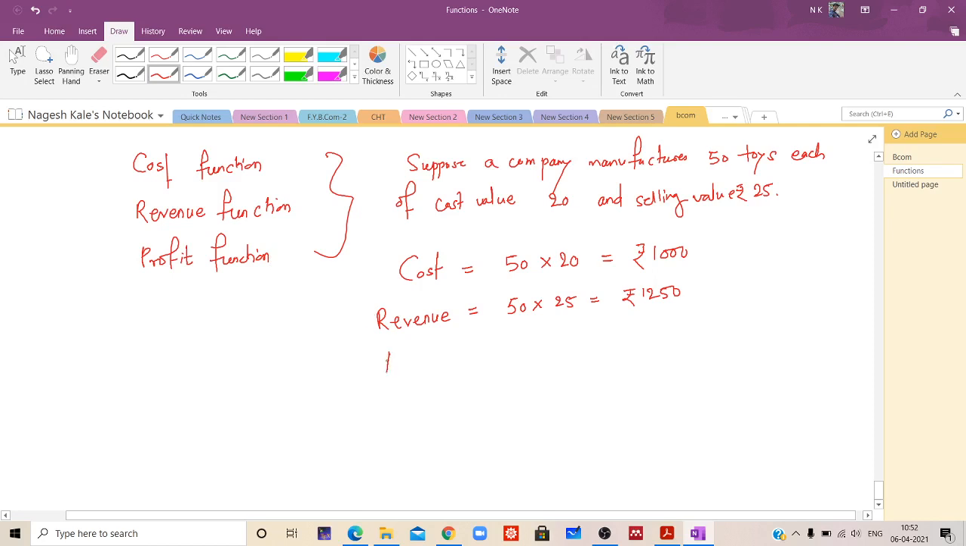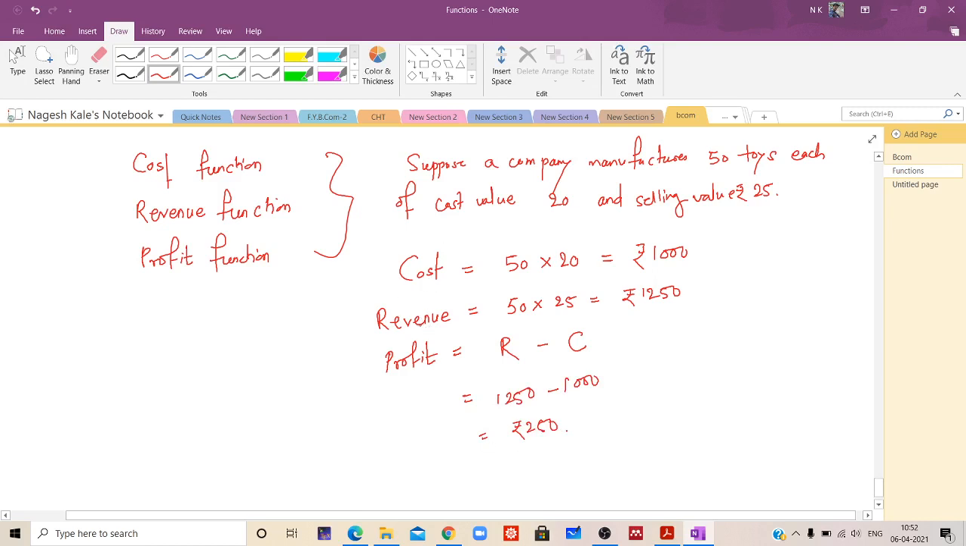And finally let's talk about the profit. So what is the profit for that company? Profit is revenue minus cost. Revenue was 1250 rupees and cost was 1000 rupees, so the profit for that company will be rupees 250. So this is a basic idea of cost, revenue, and profit.